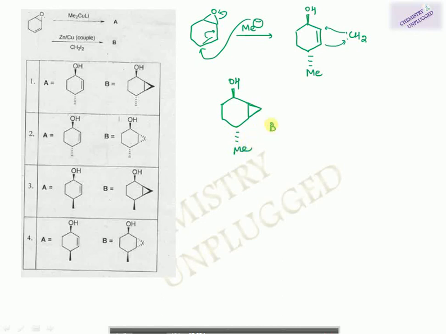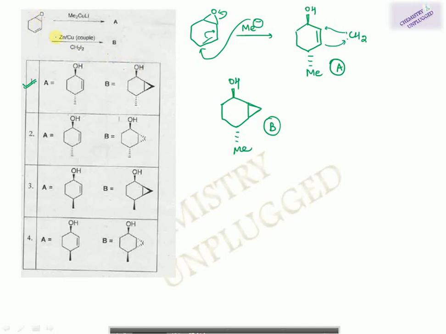So you have to remember the attacking site of this organocuprate. Always remember, it shows alpha-beta conjugate addition, and the addition will be like this, that the methyl group will go below the plane and this OH will remain above the plane. Then always remember that the CH2 carbenes will attack from the same side as OH if it is present at the allylic position.